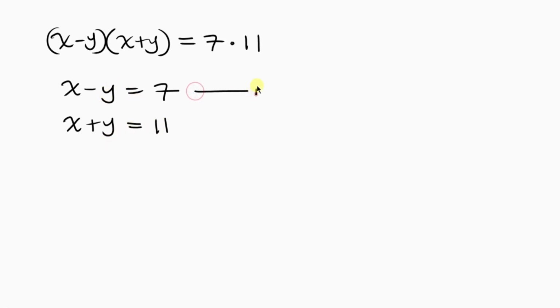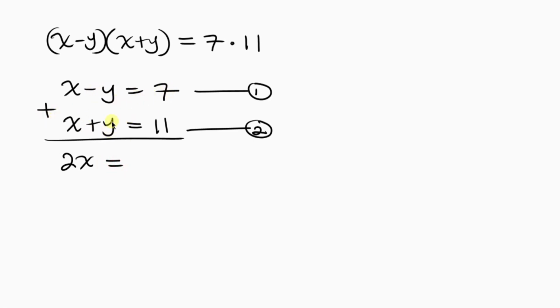So we have two equations. We can call this equation 1 and call this equation 2. Now let's add up both equations. So x plus x is 2x. Negative y plus y is 0. And this is equal to 7 plus 11, which is 18. Now to get the value of x, we just have to divide both sides by 2. Notice that 2 cancels out 2, leaving behind x to be equal to 18 divided by 2, which is 9.